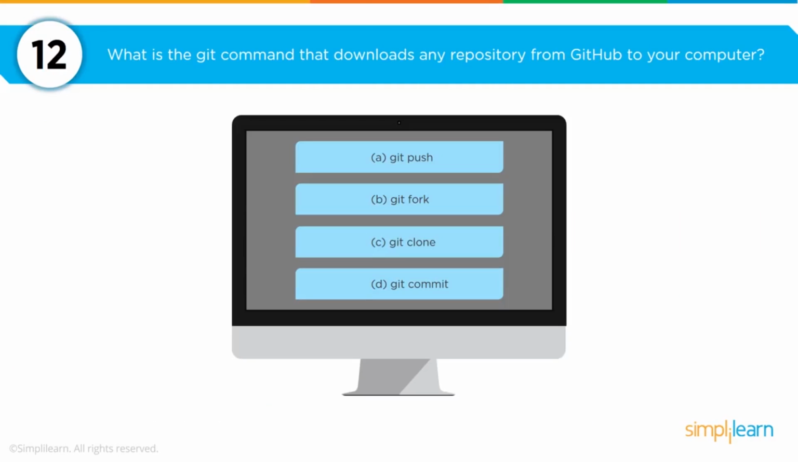So one of the questions you'll be asked is to give the answer to some of the commands you use for working with Git. So if you were asked, what is the Git command that downloads any repository from GitHub to your computer? On the screen we have 4 options. We have Git push, Git fork, Git clone, and Git commit. The answer in this instance would be Git clone.